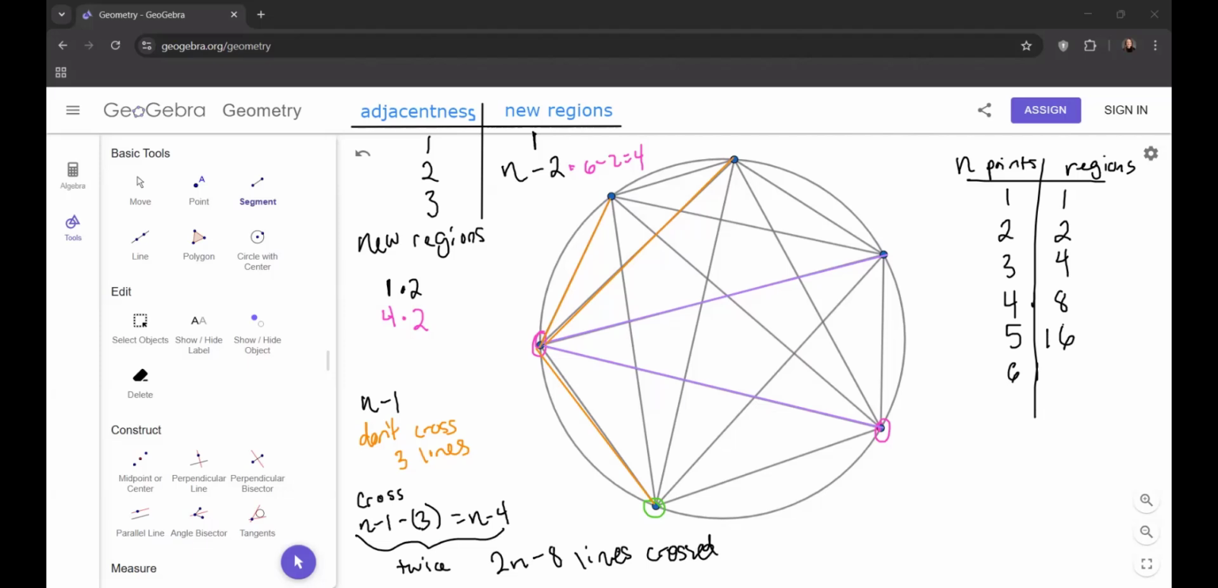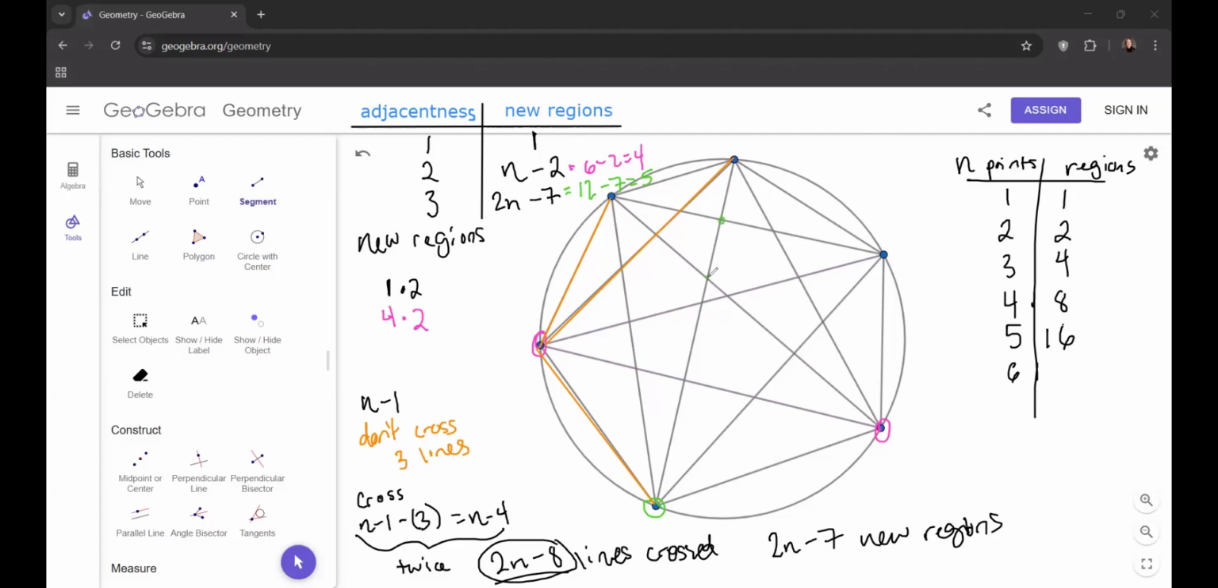But remember, that's not the number of regions. Our number of regions that we create, if we cross 2 lines, we create 3 regions, right? So if we cross 2n minus 8, we need to add 1 to figure out how many regions we're going to create. It's going to be 2n minus 7 new regions. So in this case, if we're on point 6, which we are, like it shows here, we've added our 6th point. So 2 times 6 is 12 minus 7 is 5. So we should create 5 new regions.